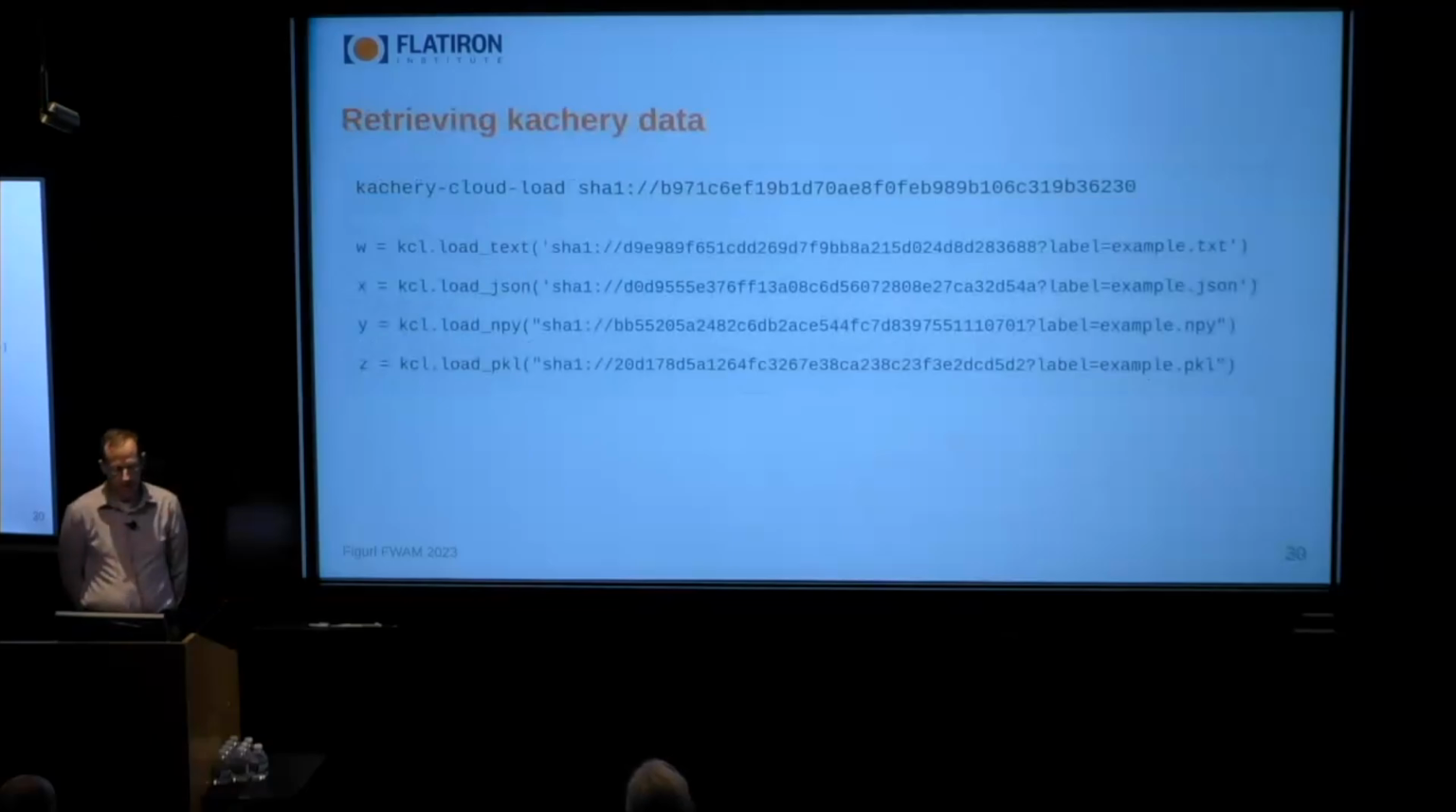So retrieving the data from the command line, you do cachery cloud load, and then the hash, and then it downloads the data to a temporary directory and gives you the path to that local file. And you can also load the text or JSON from Python.